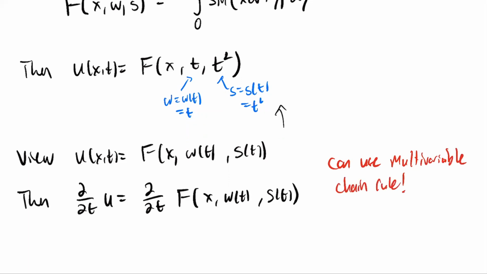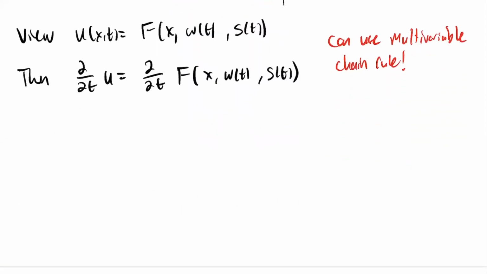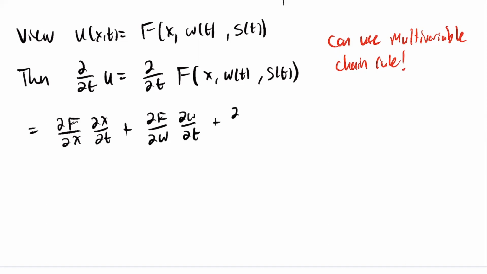Right. And so let's carry this out. So remember, what is the multivariable chain rule? Well, this says that this is equal to the derivative with respect to t of this expression involving F, where some of the components are themselves functions of your variable of differentiation. Well, this is going to be equal to derivative of F with respect to x times dx/dt plus derivative of F with respect to w times dw/dt, and then finally plus the third term, which is derivative of F with respect to s times derivative of s with respect to t.